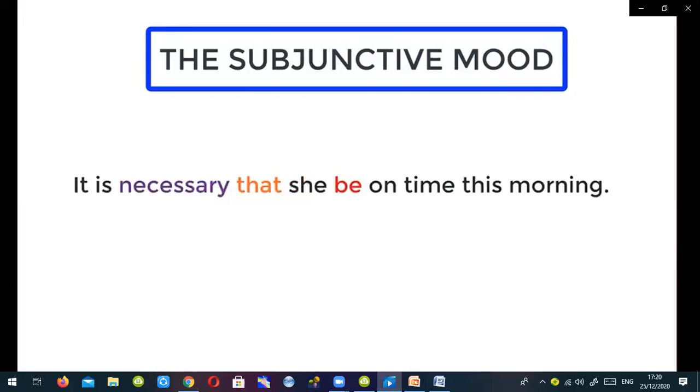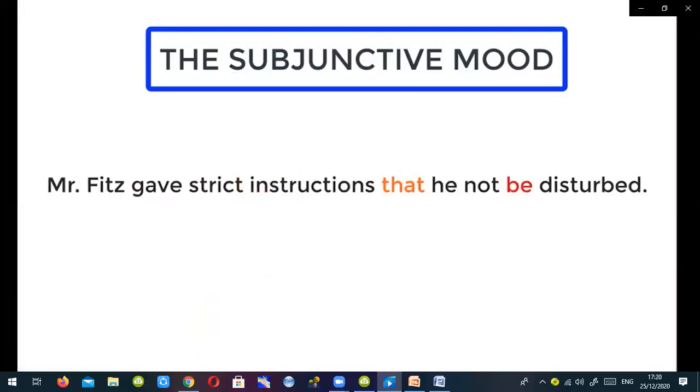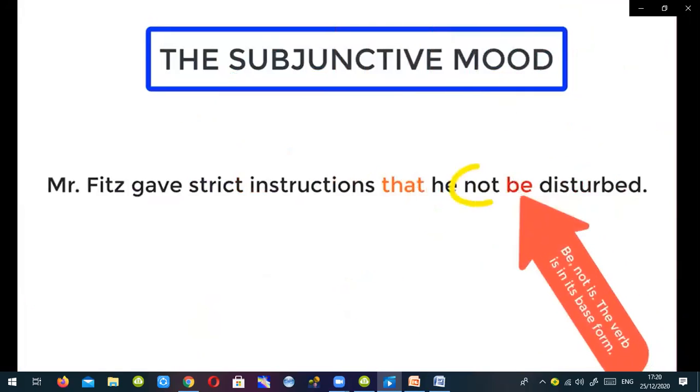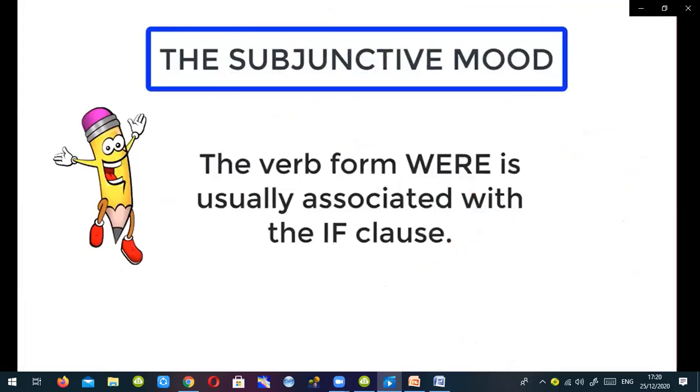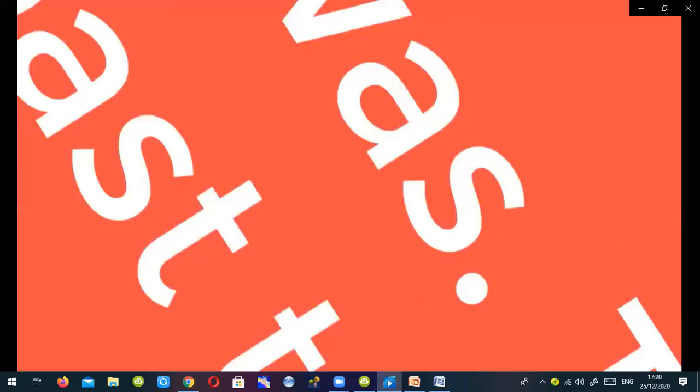It is necessary that she be on time this morning. Mr. Fitz gave strict instructions that he not be disturbed. Notice the adverb not to show negation. The verb form were is usually associated with the if clause. Molly acts as if she were in charge the minute the teacher leaves the room.